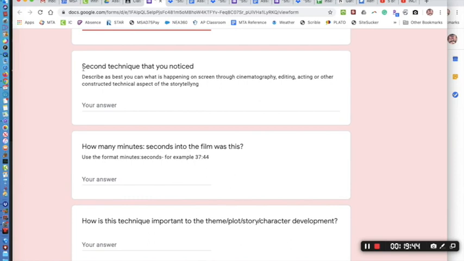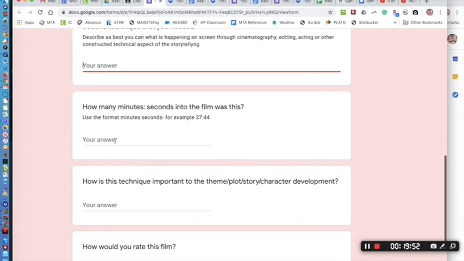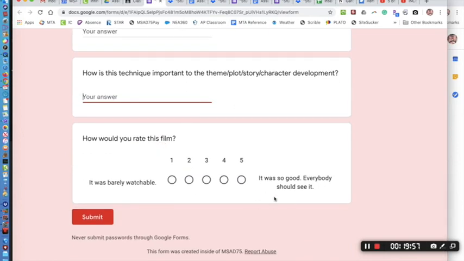And then you're going to fill out a second technique. What is it? Oh, there was a nice dolly shot where the camera was moving around and swiveling. When the music came up, it was almost like the camera was dancing. How many minutes in the film was it? Why is it important? And then finally, at the very bottom, what do you give it?